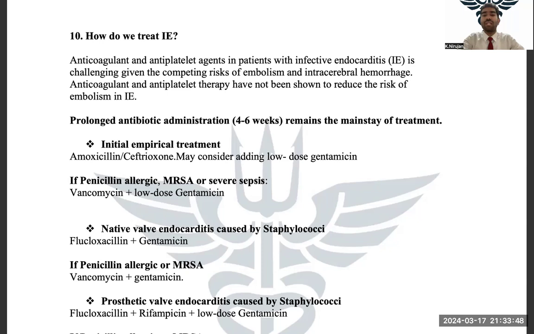And what about antibiotics? So the mainstay is antibiotics. So we give IV antibiotics for a prolonged period of time, 4 to 6 weeks. Why do we need to give IV antibiotic for a prolonged duration? This is also a famous question in the long cases.